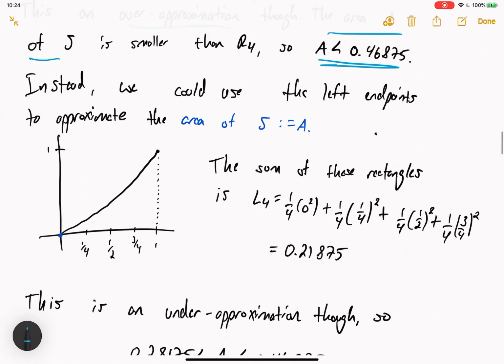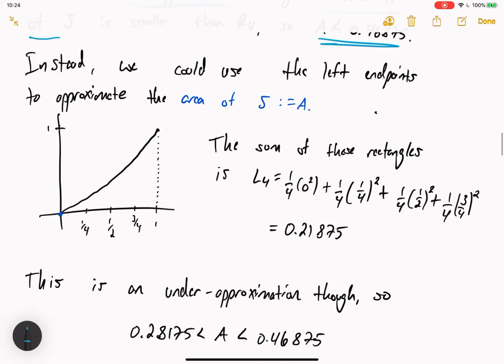Instead, we can still do an under approximation. This is where we're going to use the left endpoints. And I want to clarify that the right and left endpoints do not respectively give you over and under approximations. It only depends on the function. If the function was decreasing, then it'd be vice versa. Really it just depends on where the endpoint matches up.